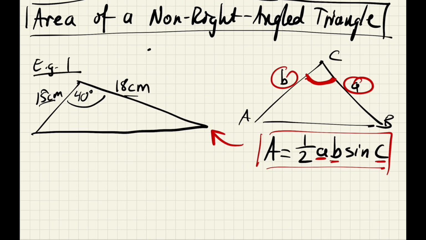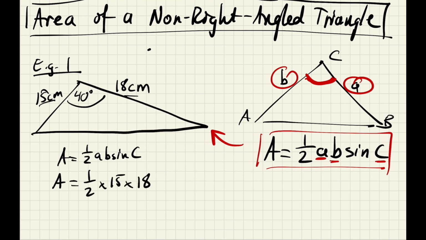So now let's turn our attention back to this question, which let's label as example number 1. Now, if we wanted to find the area of this triangle, here's what we do. First of all, let's write down our formula. A equals half AB sine C. Then let's do our substitution. Area is equal to half times side A, which is 15, times side B, which is 18, or we could have done 18 times 15, doesn't matter, multiplied by sine C, which is sine 40 degrees. When we put that into our calculator and find our area, we will get our area is equal to 87 square centimeters.